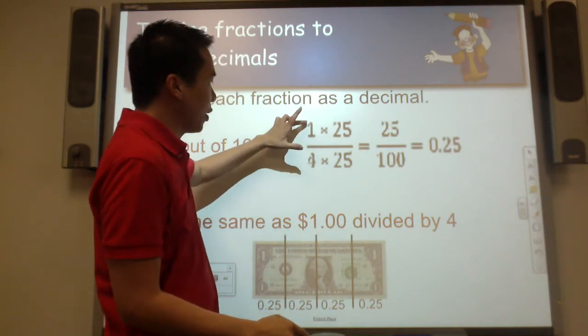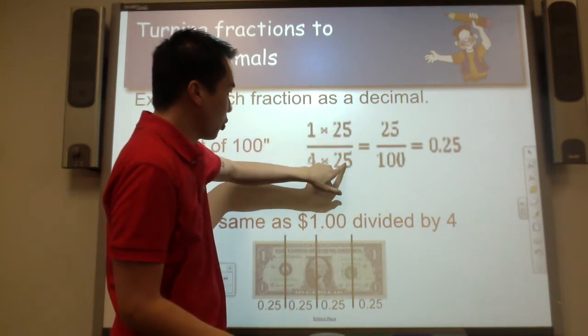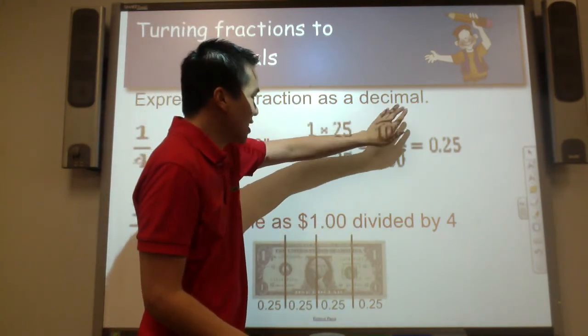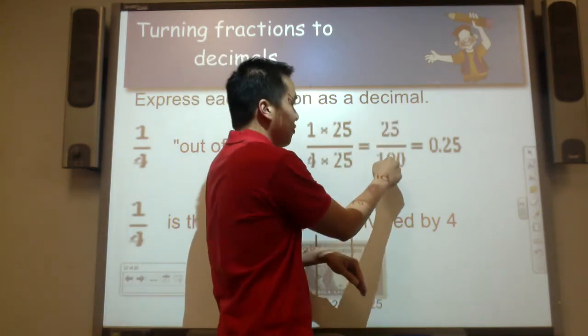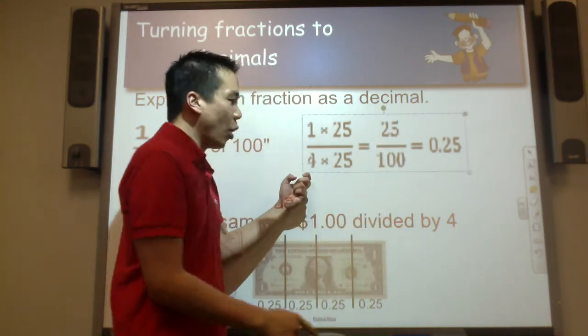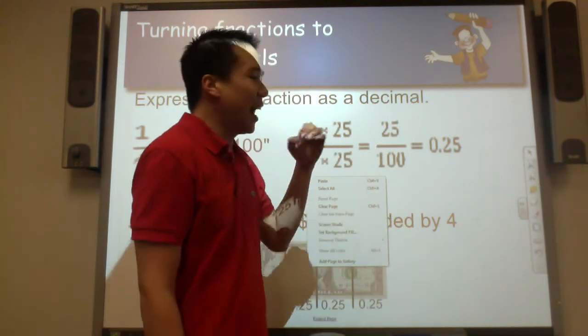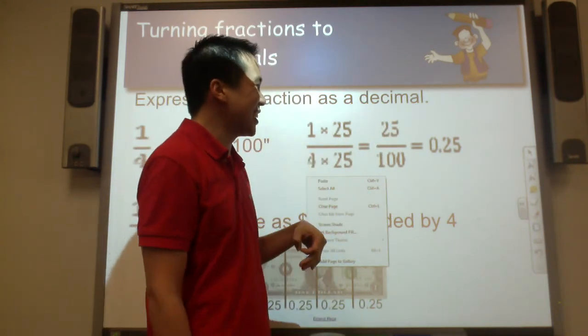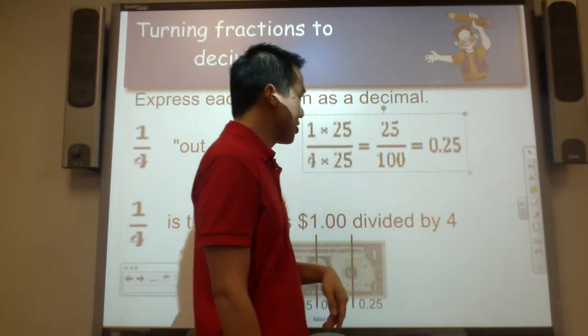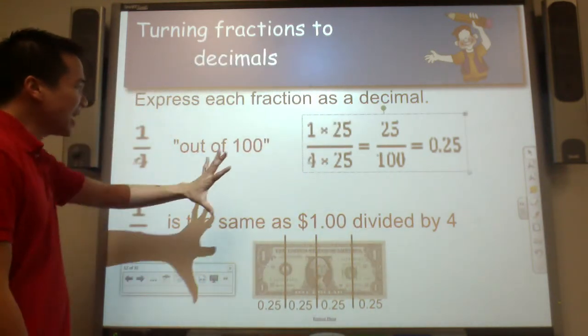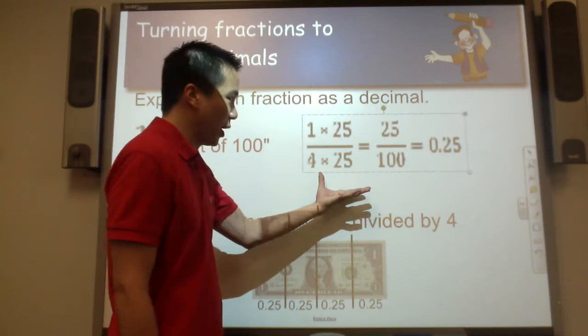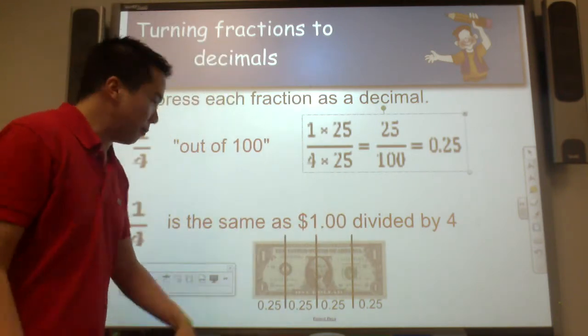So you're going to multiply 1/4 by 25 over 25. So what is this missing number here? 25 hundredths. So 1/4 is the same as 25 hundredths. And how do you write 25 hundredths as a decimal? 0 and 25 hundredths.